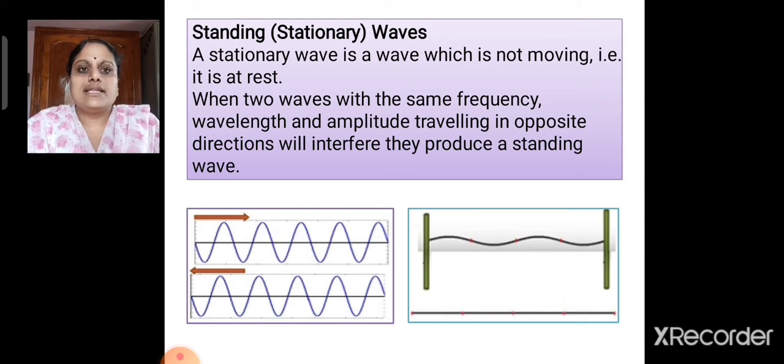We have already seen that a standing wave or a stationary wave is a wave which is not moving. That is, it is at rest. When two waves with the same frequency, wavelength and amplitude traveling in opposite directions interfere, they produce a standing wave. You can see from the figure that two similar waves are approaching each other from opposite directions. These two will form a standing wave pattern.